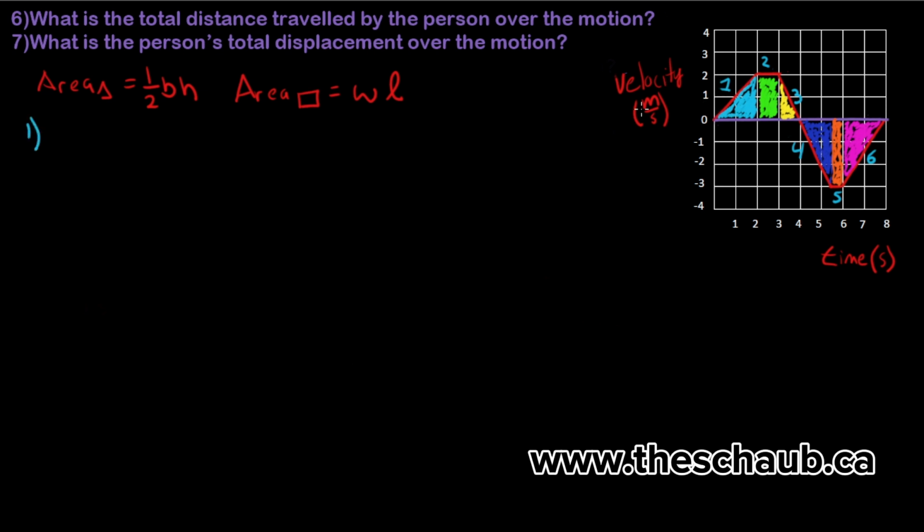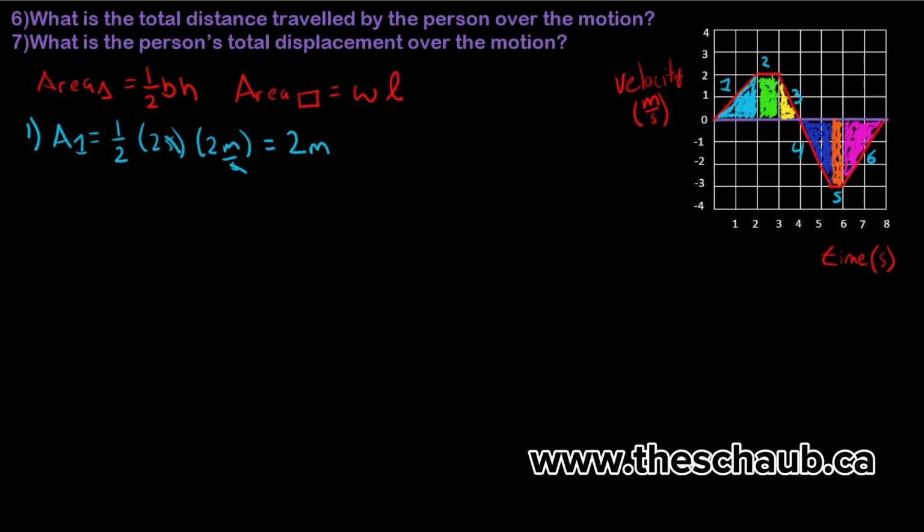Segment 1 is a triangle, so we're using this first equation. So the area of segment 1 is equal to 1/2. Our base is 2 seconds. And our height is 2 meters per second. Our seconds on the top cancel with our seconds on the bottom. 1/2 times 2 is equal to 2. Our units that are remaining is meters.